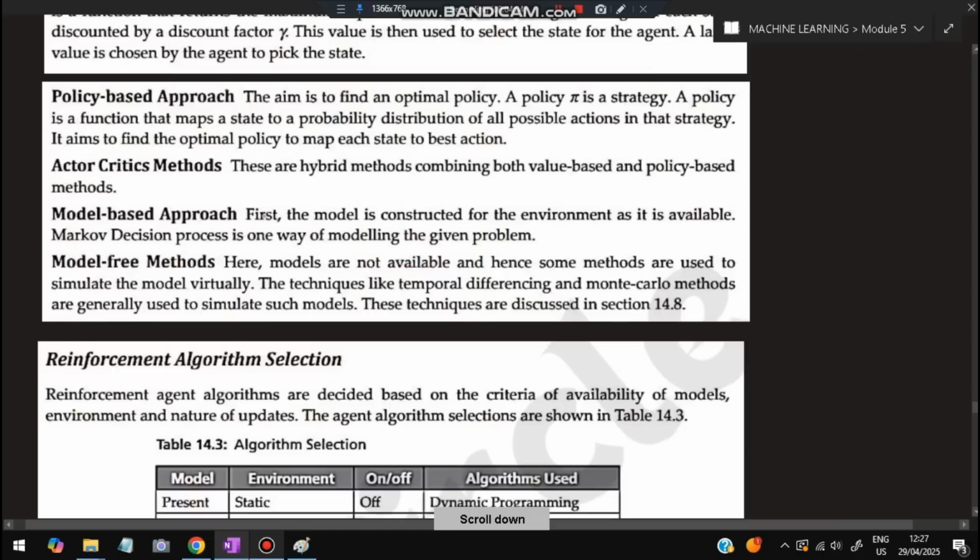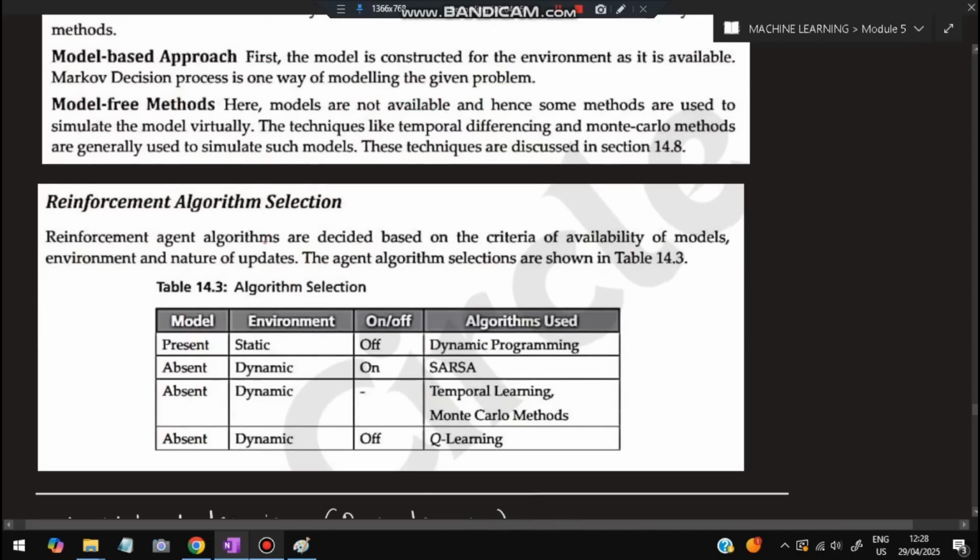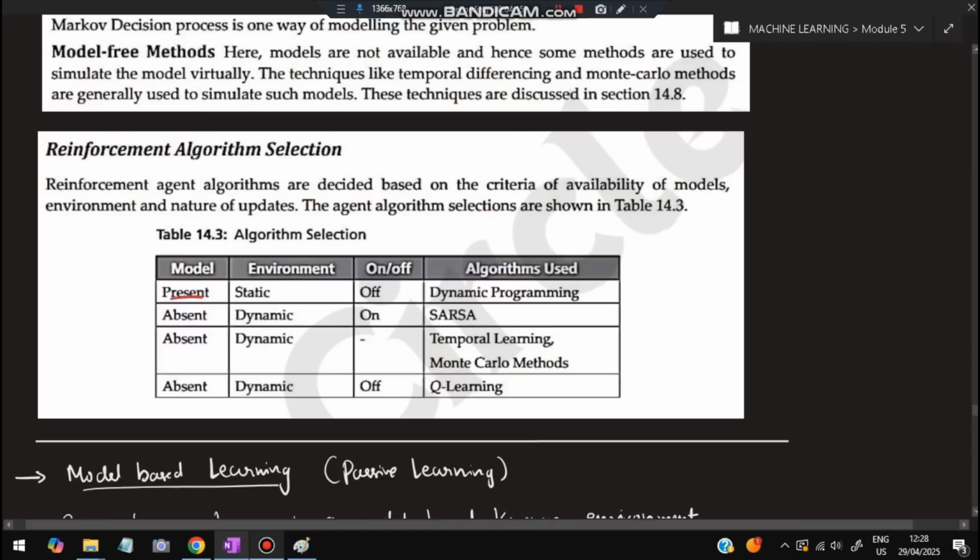Okay, now which algorithm is to be selected? Based on the availability of the model, the environment, and the nature of the updates, the decision is made. Based on this table, if the model is present and the environment is static and the on and off policy is off, in this case the best is to use dynamic programming. Like that, for the other ones also it is there.